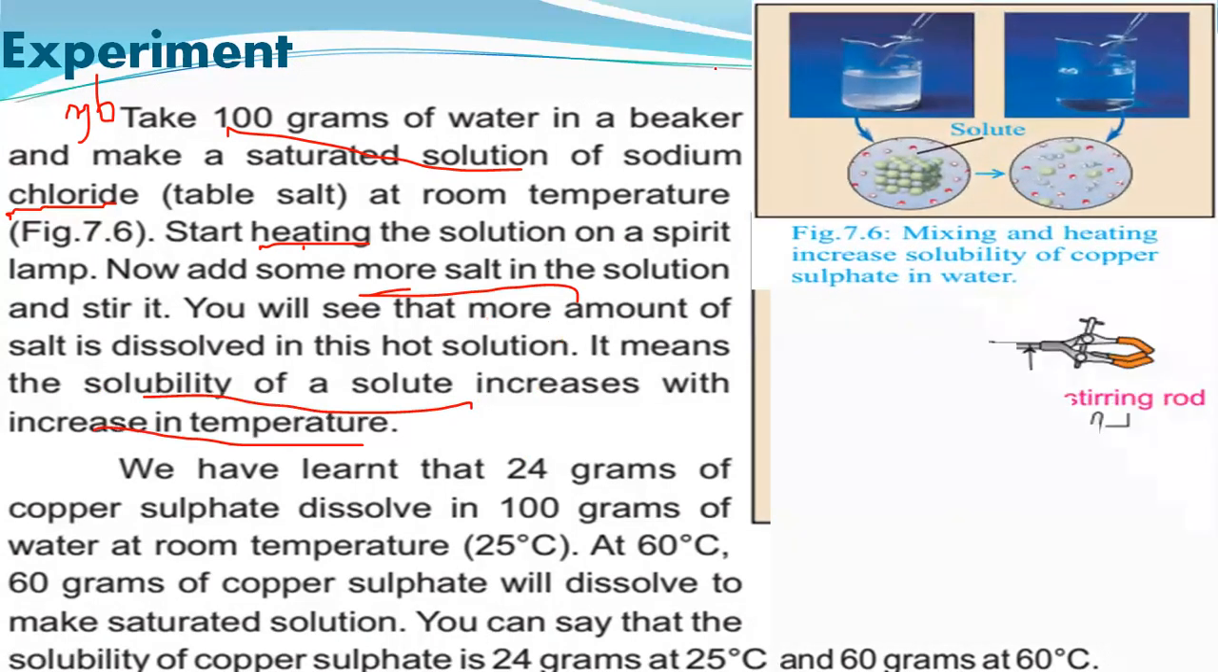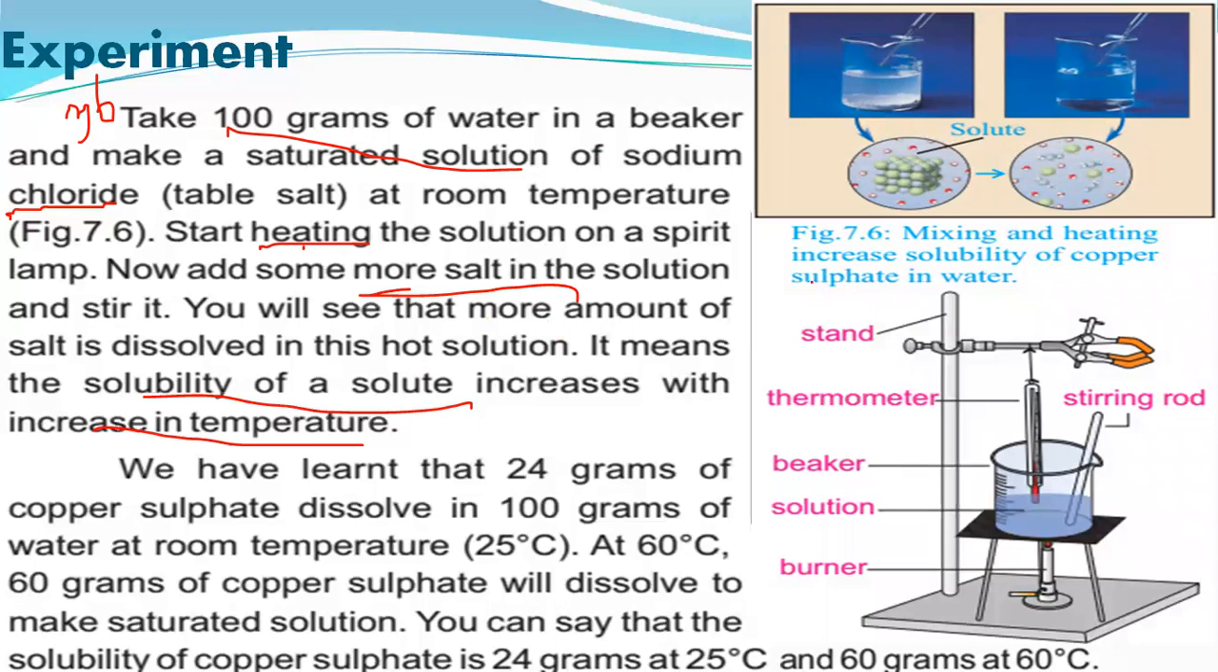We can see here copper sulfate, its solubility will be increased by mixing and by heating. When we mix the substance, they will dissolve more quantity, as well as when we heat the solution, it will dissolve more quantity of solute. So we can perform the experiment in the lab like this. We just hang a thermometer over there to control its temperature. There is a burner, and we are going to dissolve some solute in the water, and we are going to make a solution.